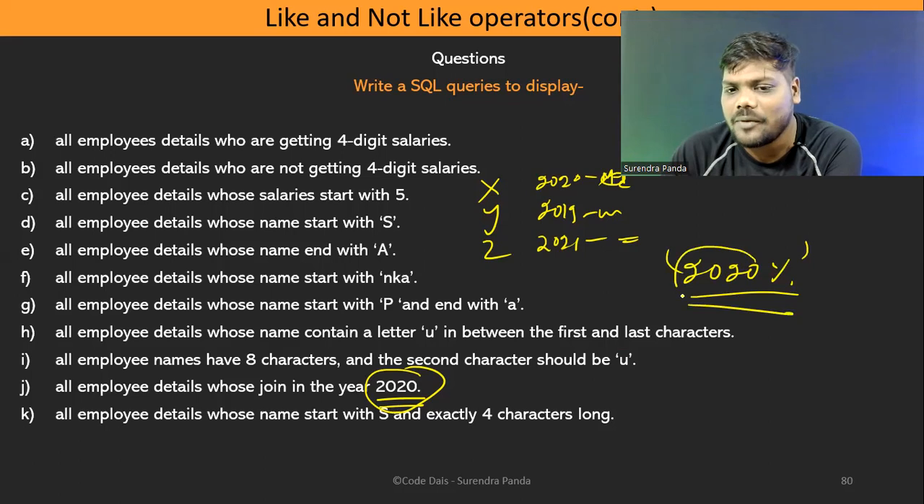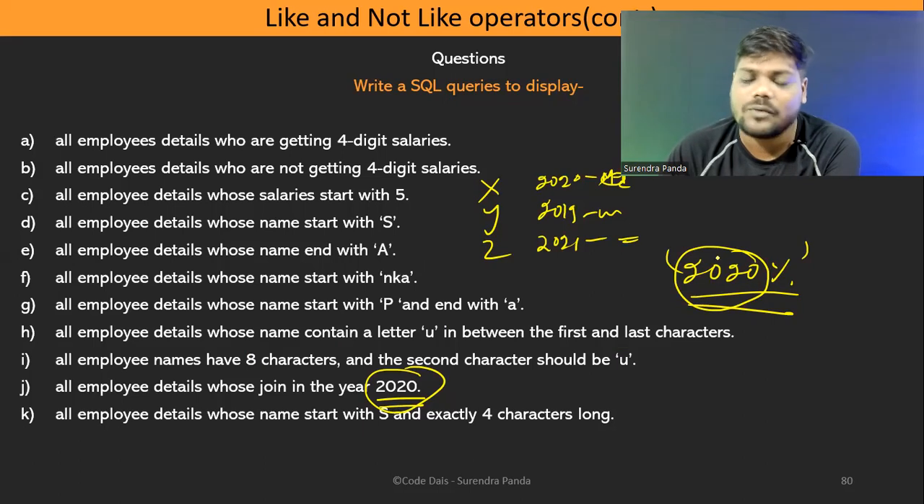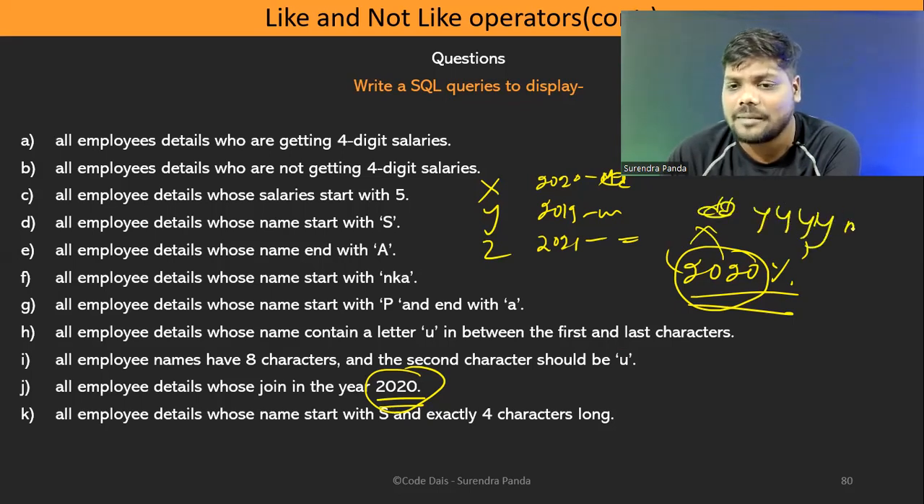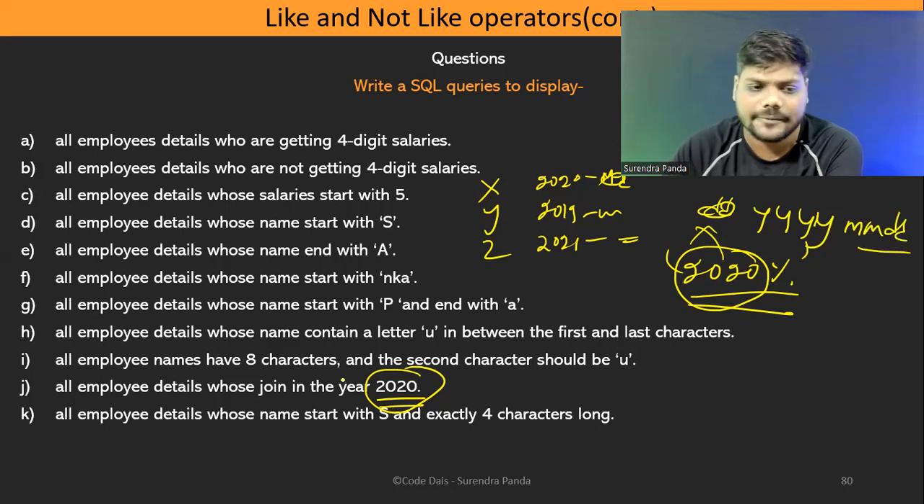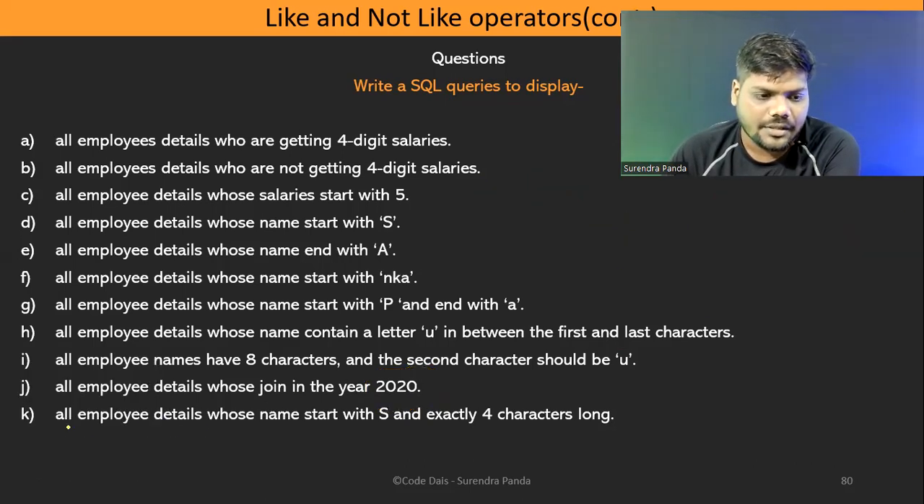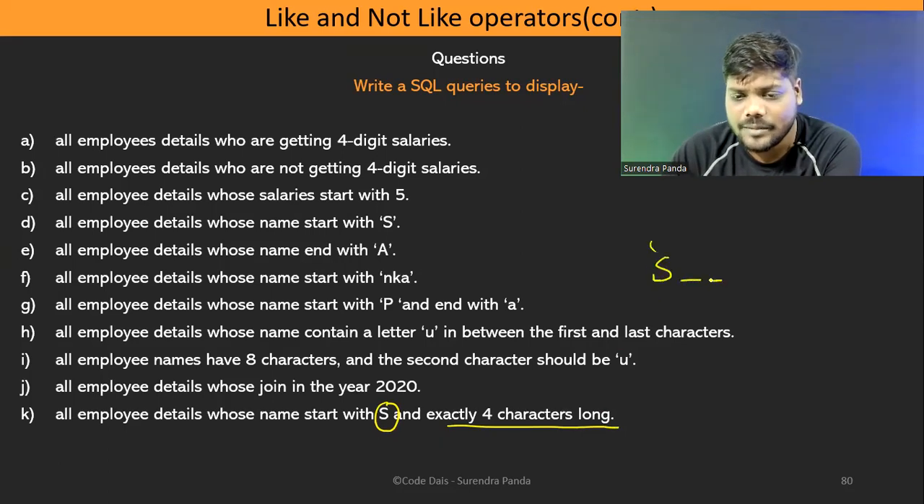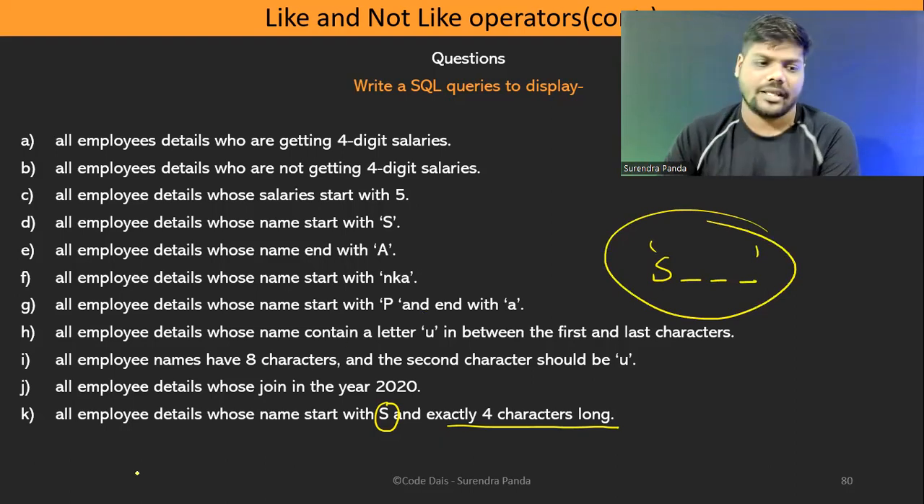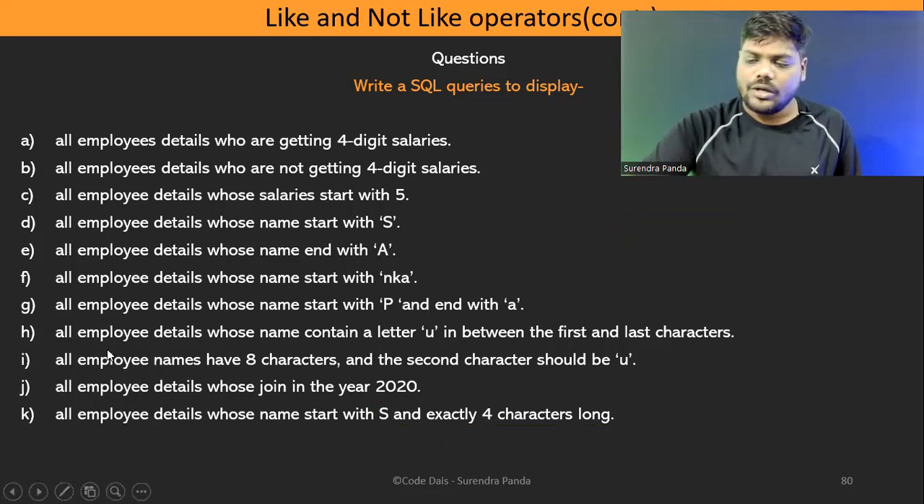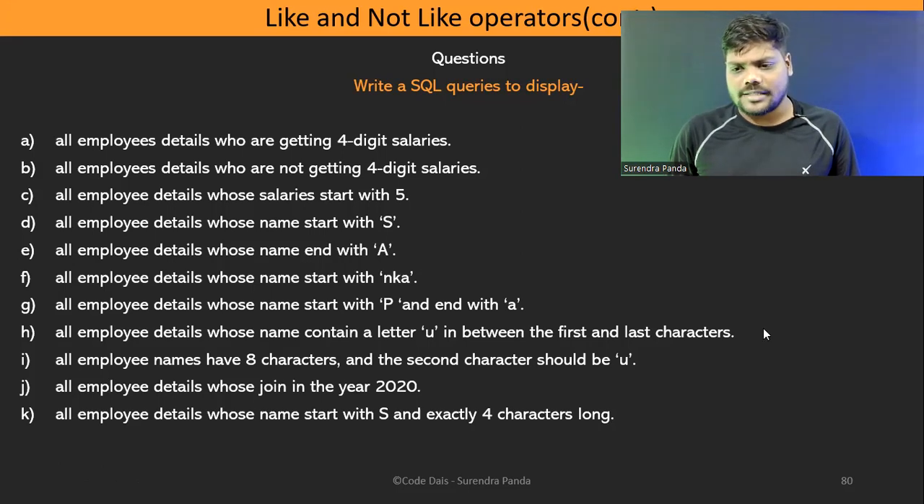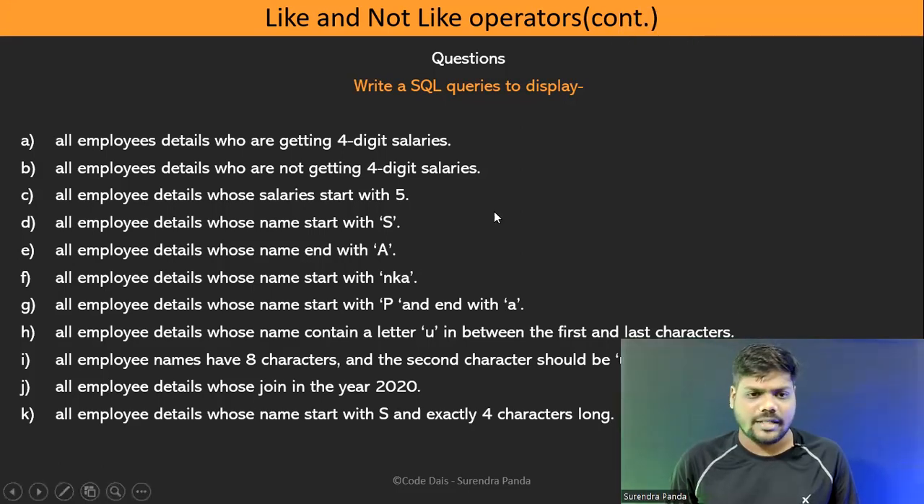Sir, why do I mention it first and not at the end? Because MySQL follows the format year first, then month, then date. Okay, fine. Next, display all the employee details whose name started with S and is exactly 4 characters long. So started with S, exactly 4 means the remaining 3. That's it. Each and everything I will show you in Workbench as a practical, so that you will get 100% clarity.